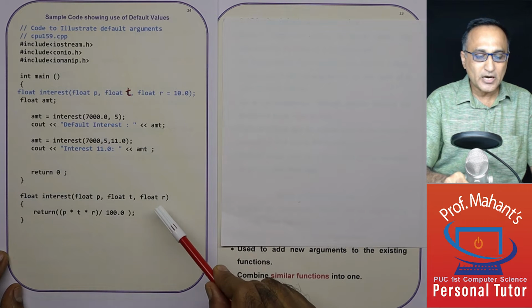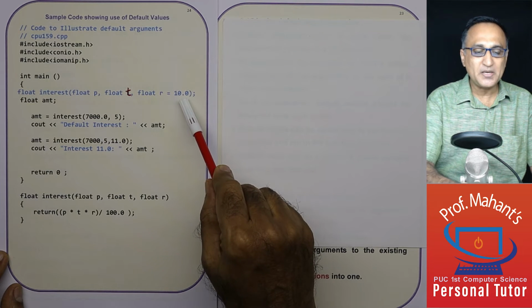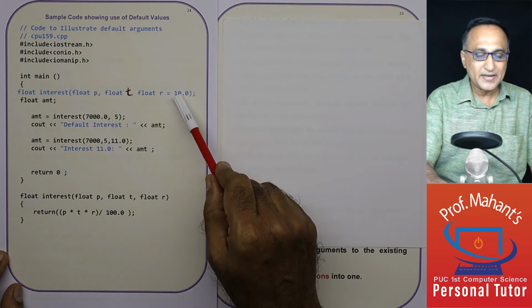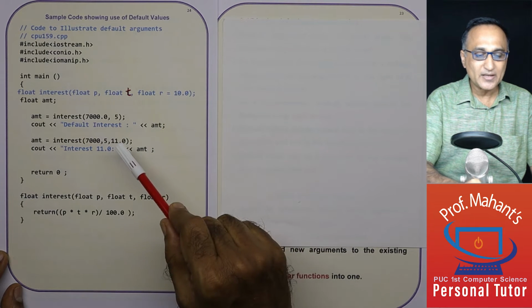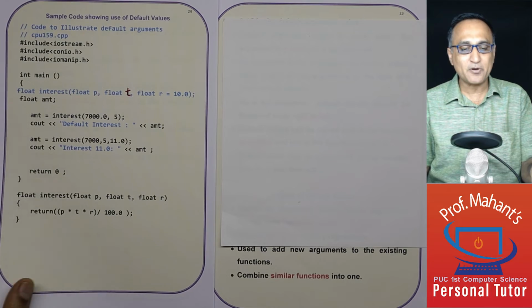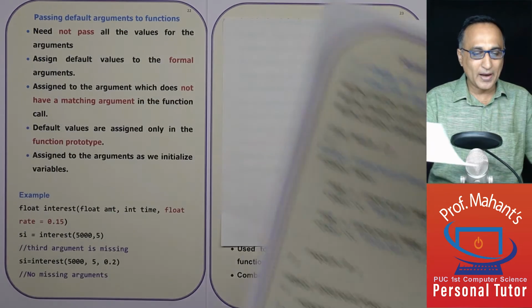So the default argument value of R happens to be 10. Wherever I don't send the R value, it will take the default value. Where I require the actual value, I am putting this particular value here and sending it across. So this is an example of a function with default values.